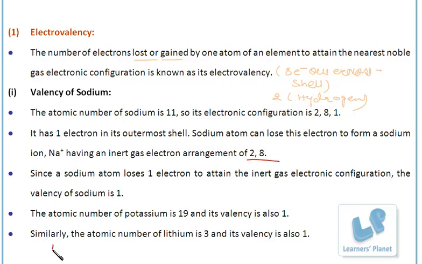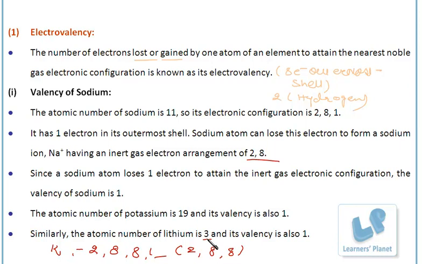Potassium. The electronic configuration of potassium is 2, 8, 8 and 1. So it also loses one electron and attains the nearest noble gas configuration, that is 2, 8 and 8. So that is the electrovalency of potassium, which is 1.